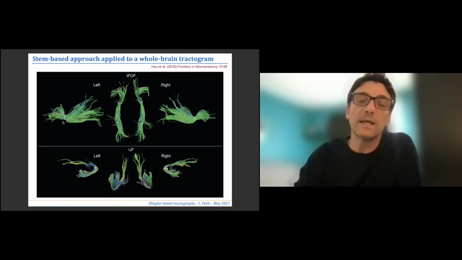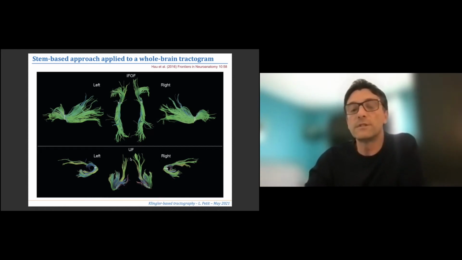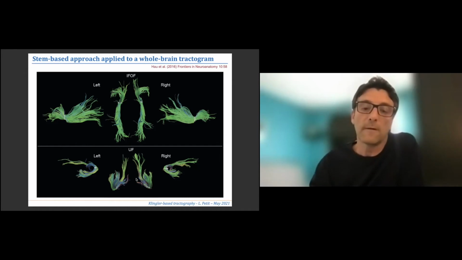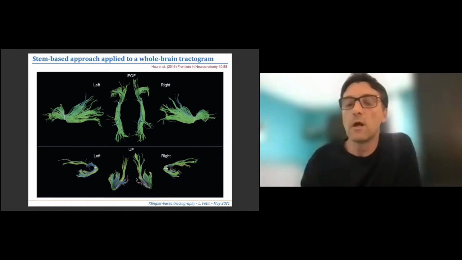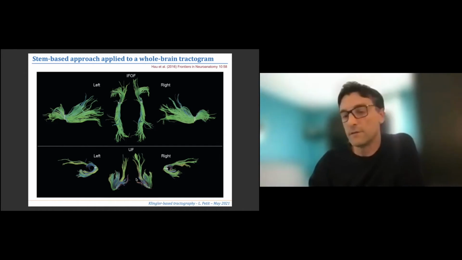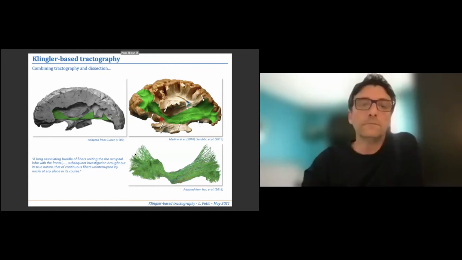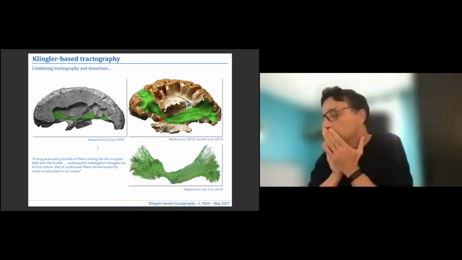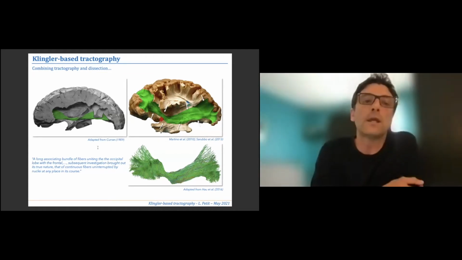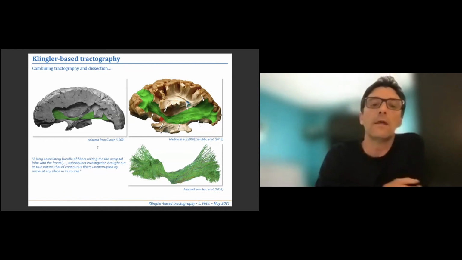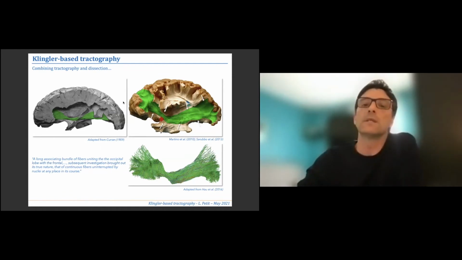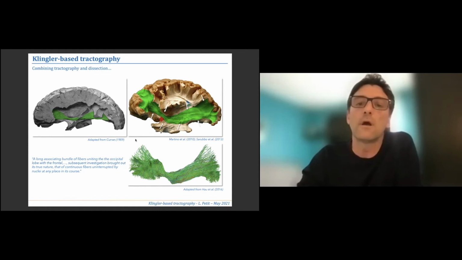You can do it in exactly the same way for the uncinate fasciculus, for example, and then you get access to a better representation of the uncinate fasciculus. So this is one way to combine tractography and dissection.